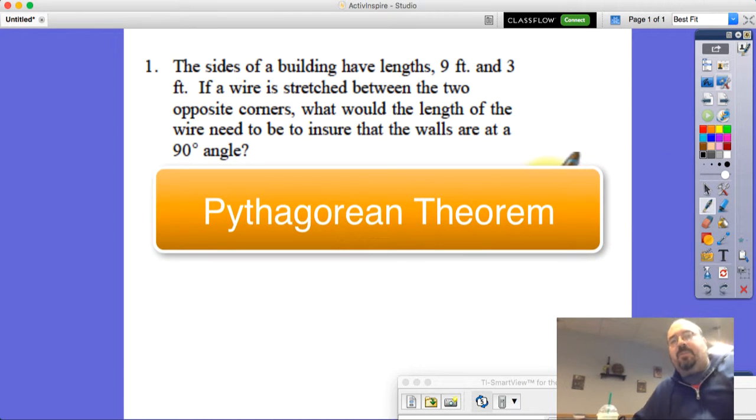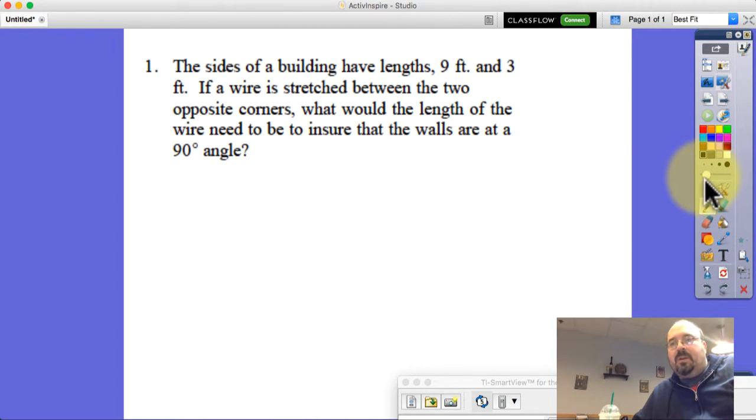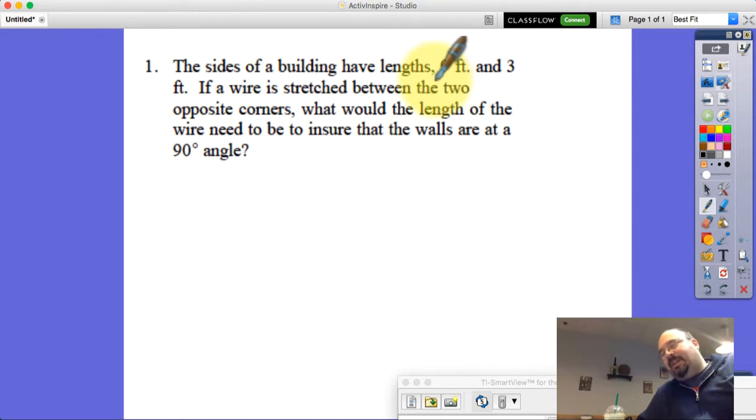Okay, so the first problem that I have here says the sides of a building have lengths of 9 feet and 3 feet. So obviously this is not the most realistic scenario in the world. It says a wire is stretched between the two opposite corners. What would the length of the wire need to be to ensure that the walls are a 90-degree angle?